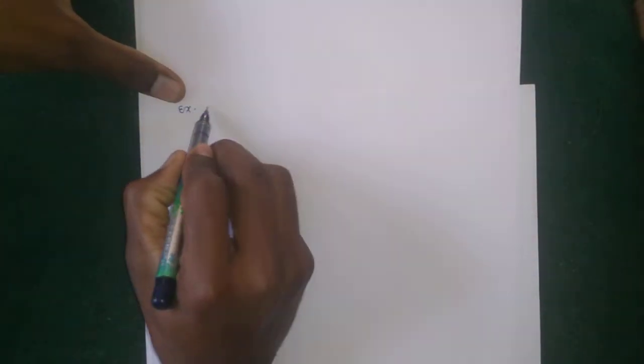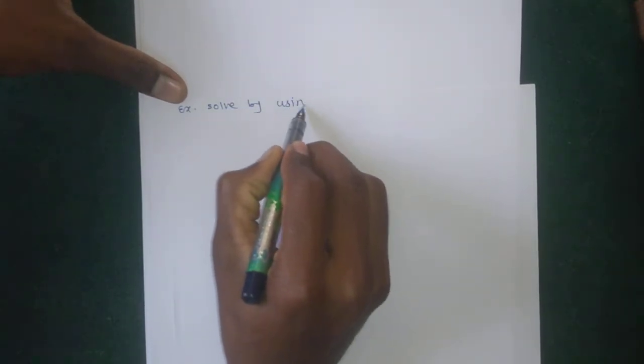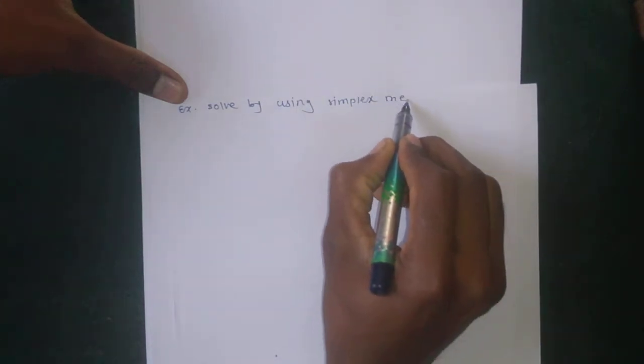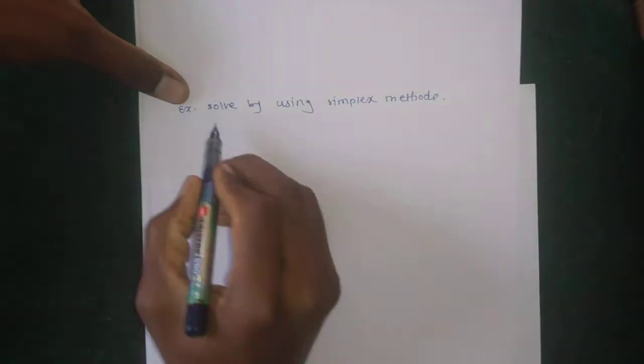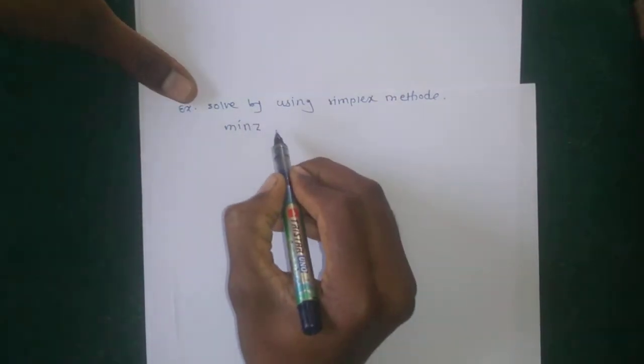Next problem of simplex method. Find the solution of LPP by using simplex method. So the example here, the objective function is given as minimize type.